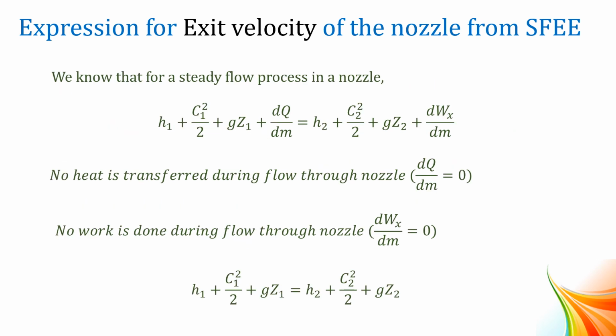So when we come back to the steady flow energy equation, this is a standard format: h1 plus c1 square by 2 plus gz1 plus dq by mass flow rate equal to the same terms at the exit side. No heat is transferred during the flow through the nozzle, as I have told in the beginning. No heat transfer in the nozzle. No work is done during flow through the nozzle. So we can omit dq and dw. So we will be having h1 plus c1 square by 2 plus gz1 equal to h2 plus c2 square by 2 plus gz2.